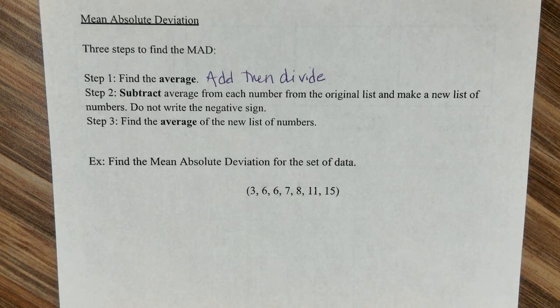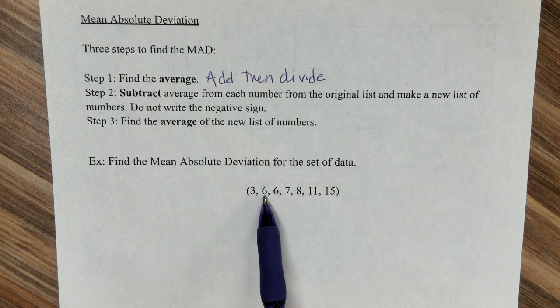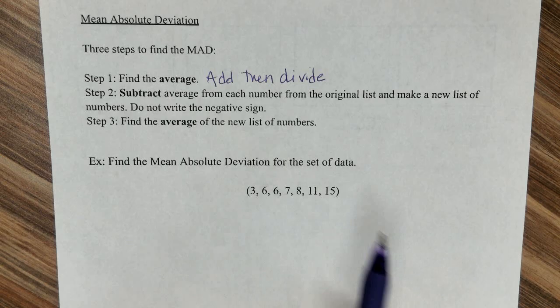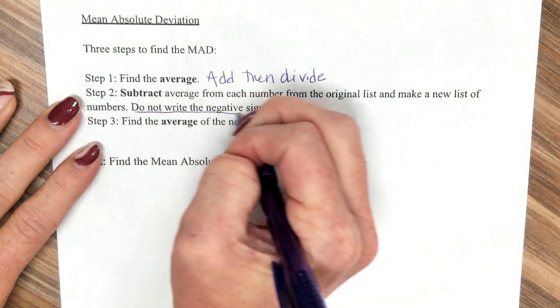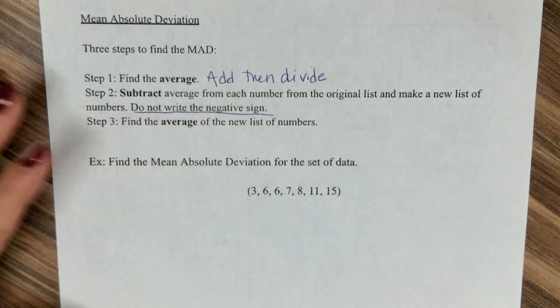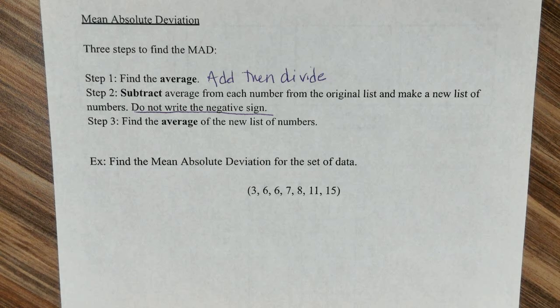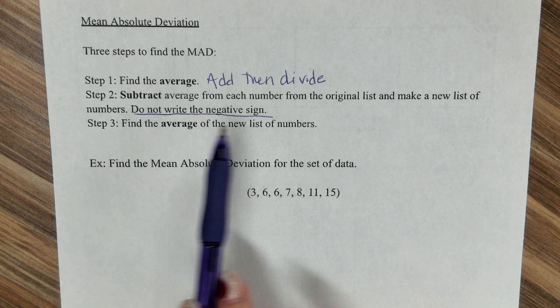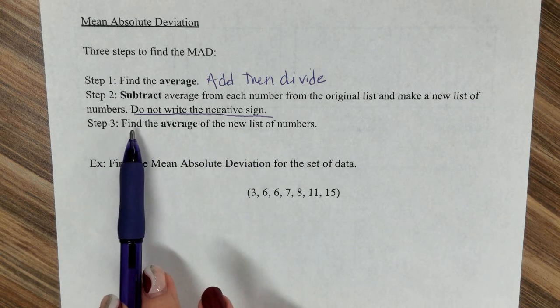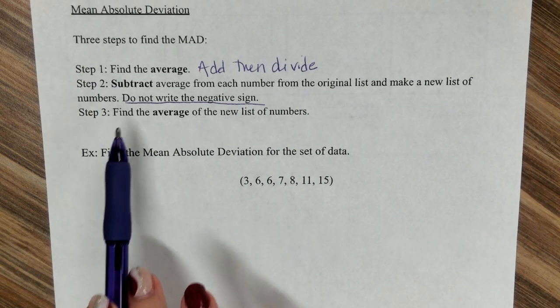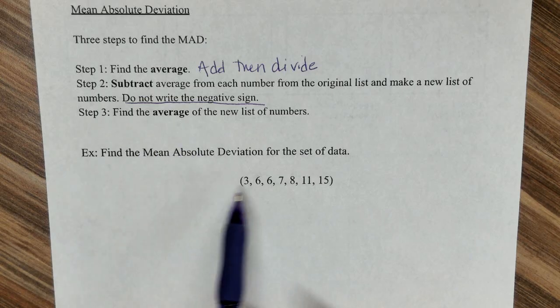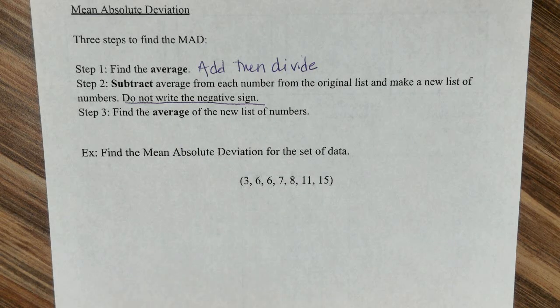That's just step 1. Step 2, you're going to take that answer and subtract it from each of these numbers to make a new list. Do not write the negative sign. Okay, once you've written your new list, then step 3, you're going to repeat step 1, find the average of the new numbers. Okay, so let's do it as an example.